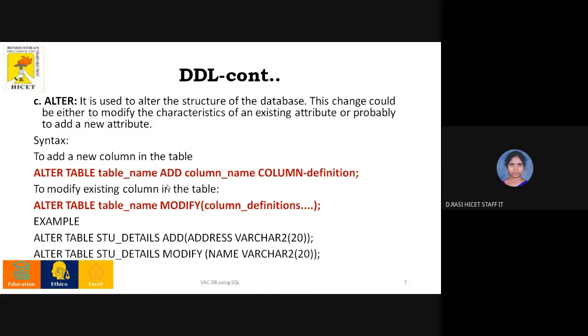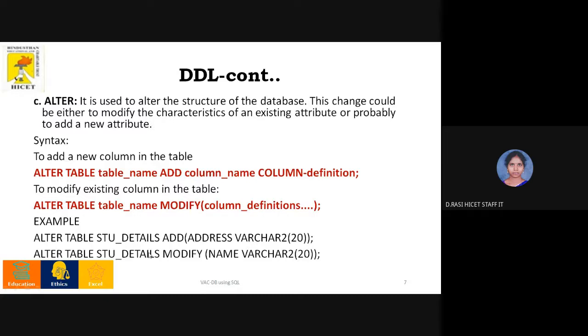Okay. So again, if you want to add a new column name, then that should have a definition. If you want to modify the existing one, suppose if you want to add a new one, then I'll be using the keyword add. And if you want to modify the existing one, then I can specify the modify command, like alter table name, and I'm going to apply modify. Okay. So this is again an example. Alter table name add. I'm going to add an address with the data type of varchar.